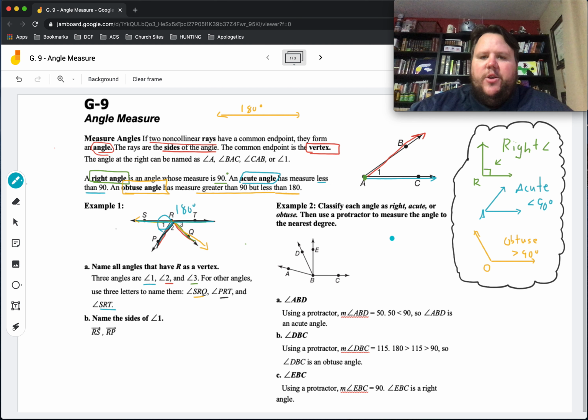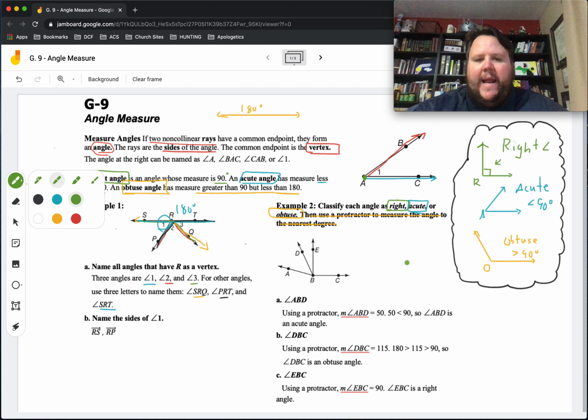So you're just learning how to name them. Example 2, you're classifying them. So this is where you're going to say, is it a right angle, acute angle, or obtuse? I'm going to stick with our colors that we were using earlier. So right angle would be green, acute would be blue, and obtuse is orange. We're not going to do this second part where it says use a protractor. So we're going to start with a right angle.